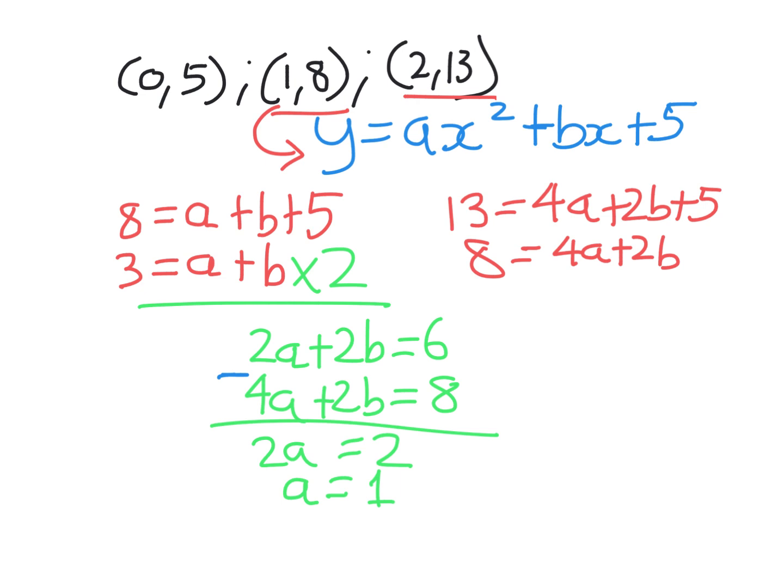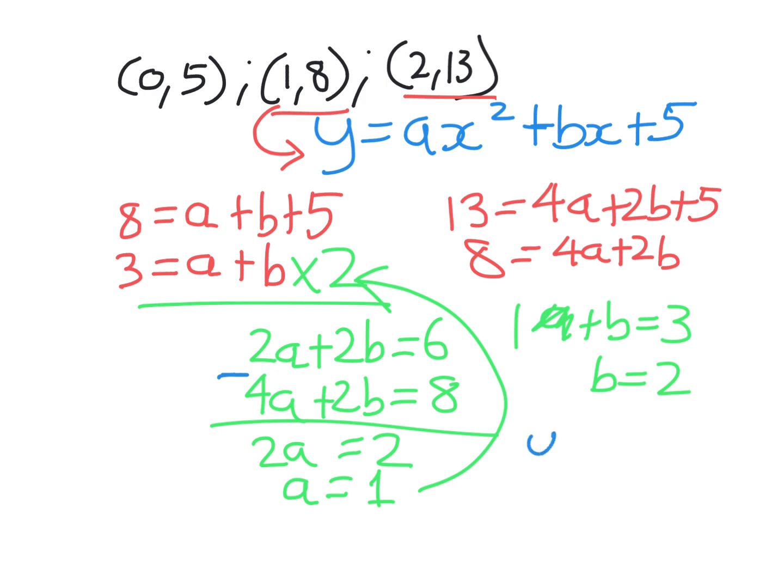So what does that mean b is? Well, you can just substitute that into any equation. I'll substitute it here. If a plus b equals 3 and a equals 1, then clearly b equals 2. The equation is therefore y equals ax squared, a being 1, plus bx plus c, and we're done.